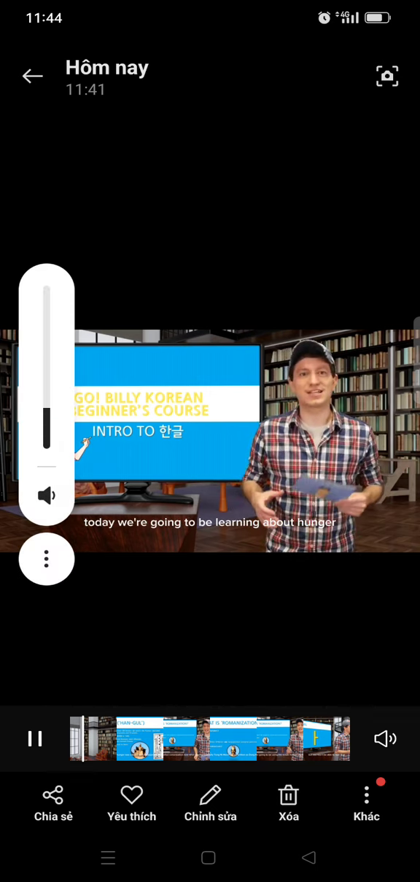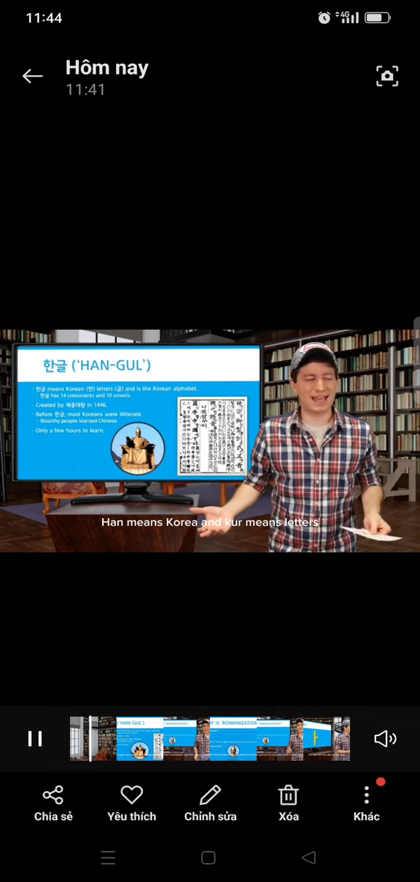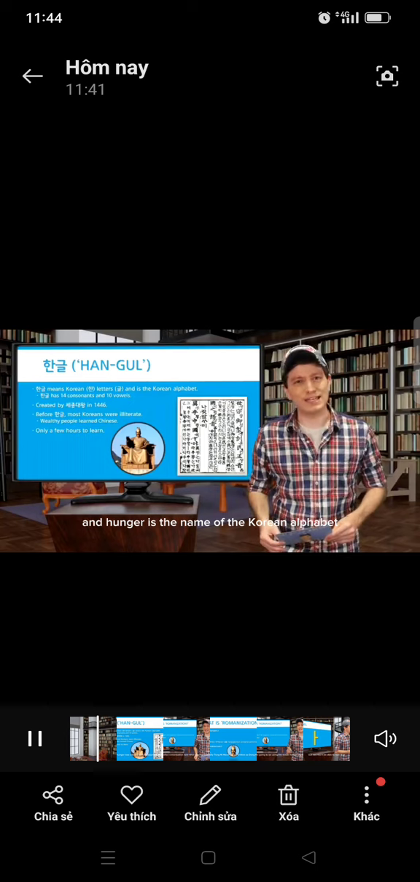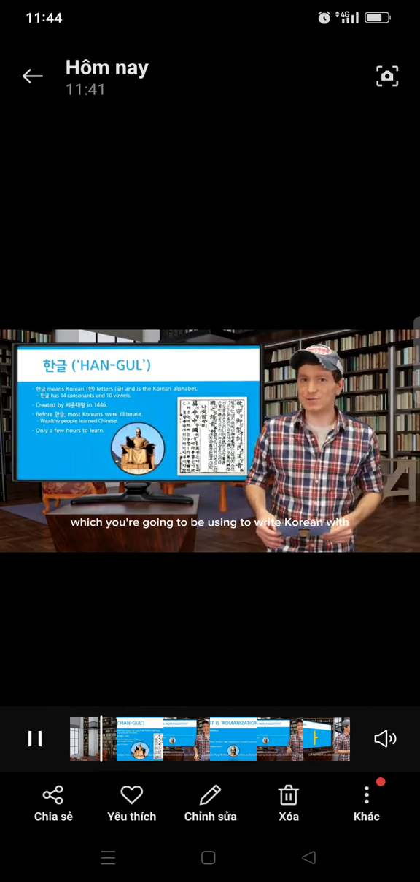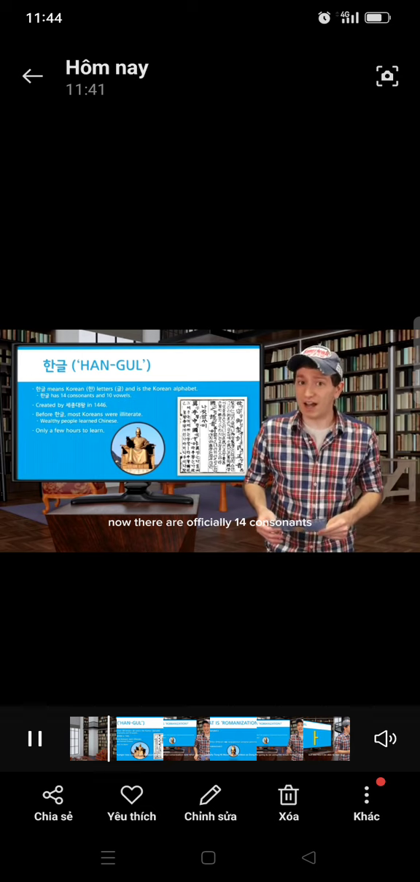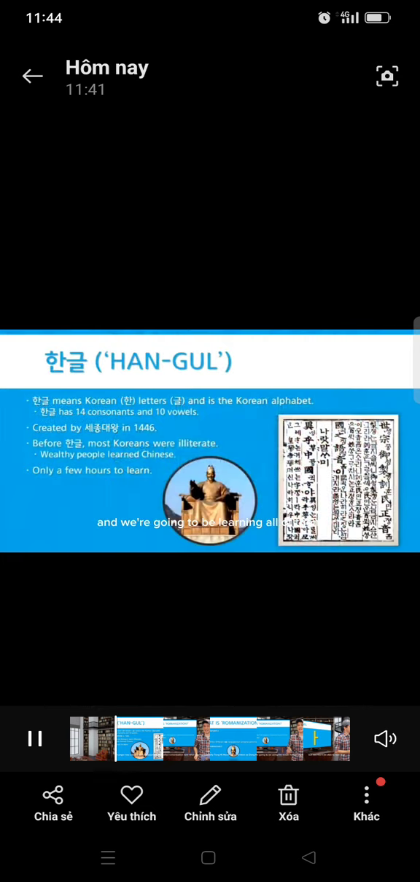Today we're going to be learning about Hangul. Now, what is Hangul? Han means Korea and gul means letters. And Hangul is the name of the Korean alphabet, which we're going to be using to write Korean with. Now, there are officially 14 consonants and 10 vowels in Hangul, and we're going to be learning all of them.